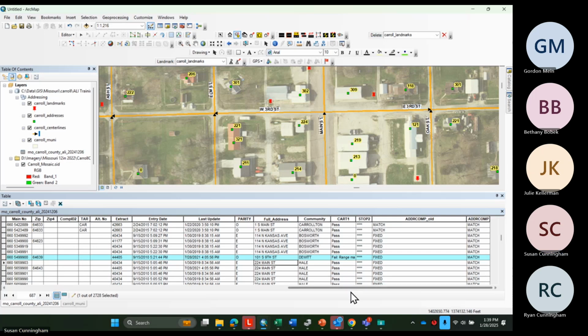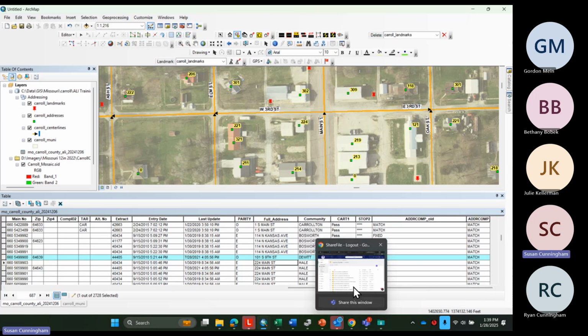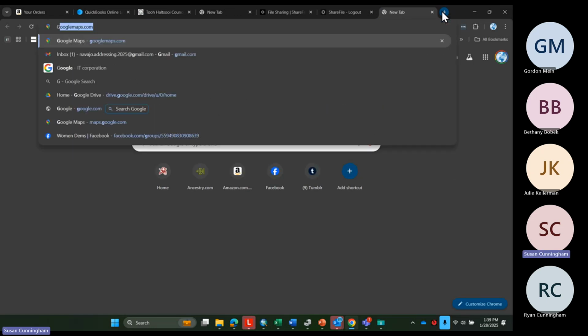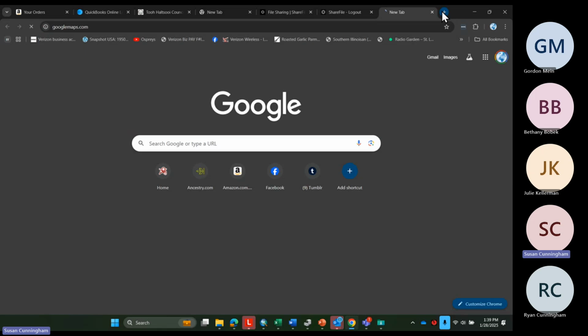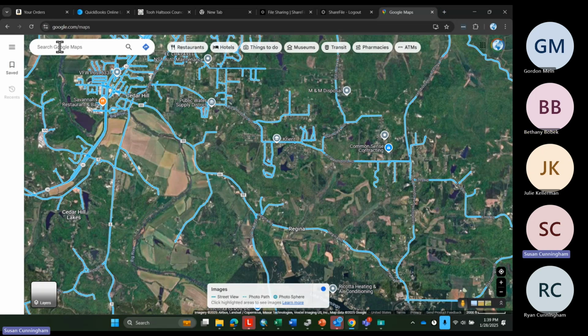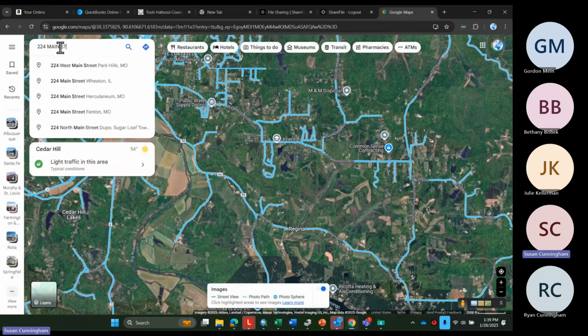224 West Main Street in, what is that town? Hale? Can you guys see my other screen now? My Google Maps, can you see that or not? Yeah. Okay. Was it Main Street? I have a very short memory here. It is.